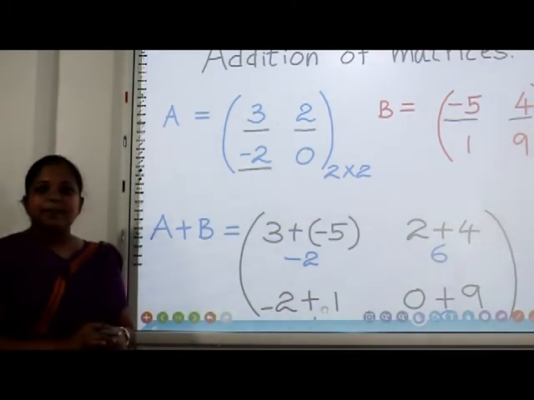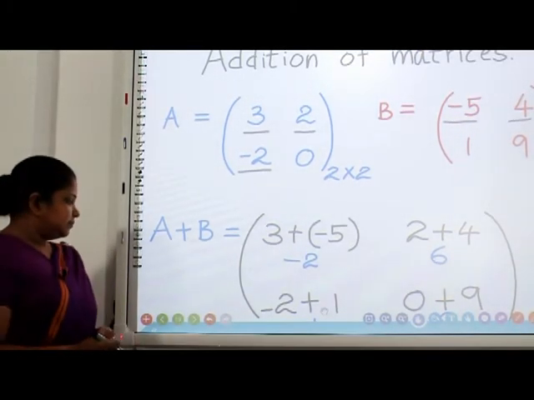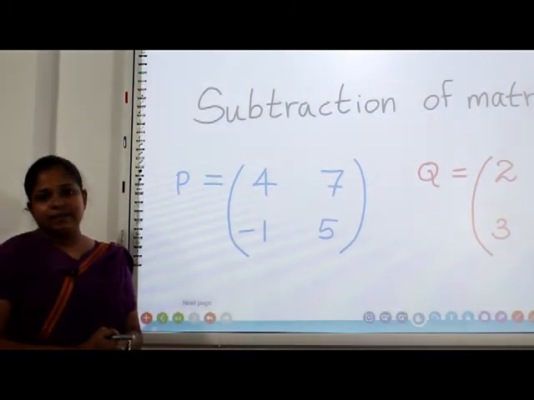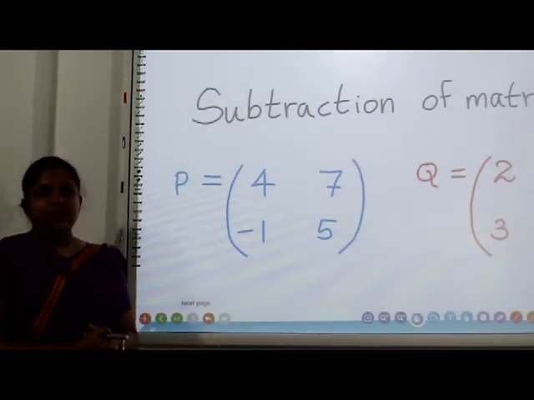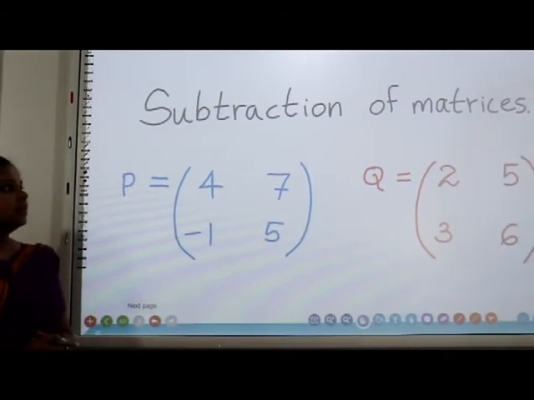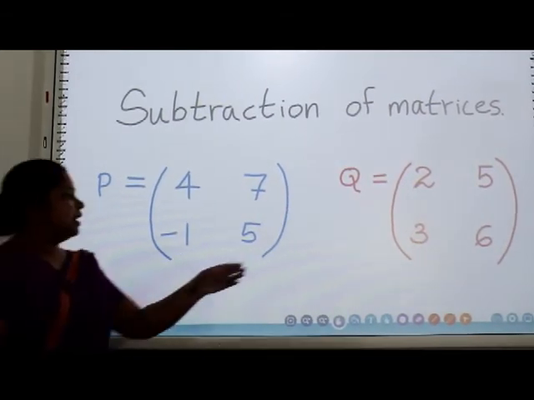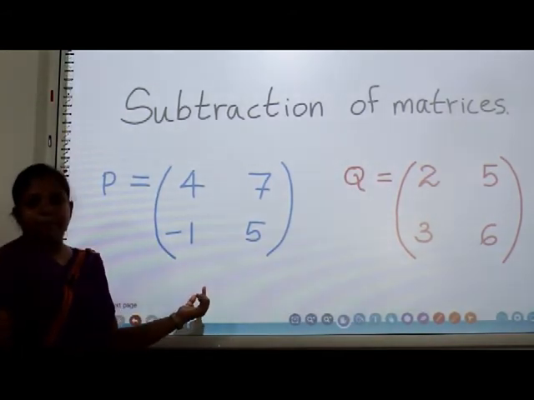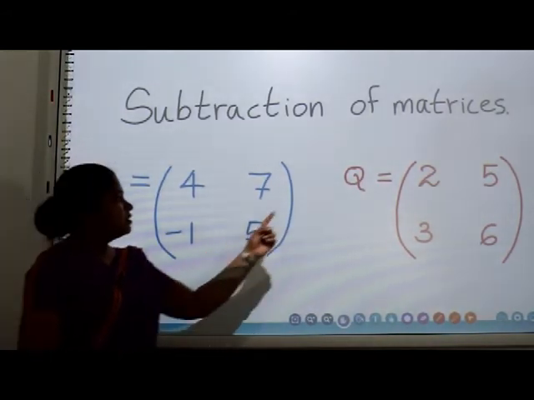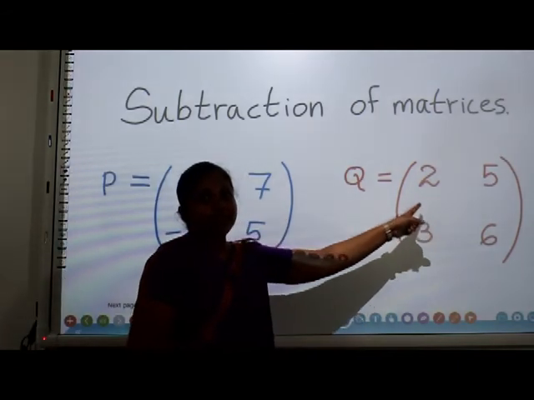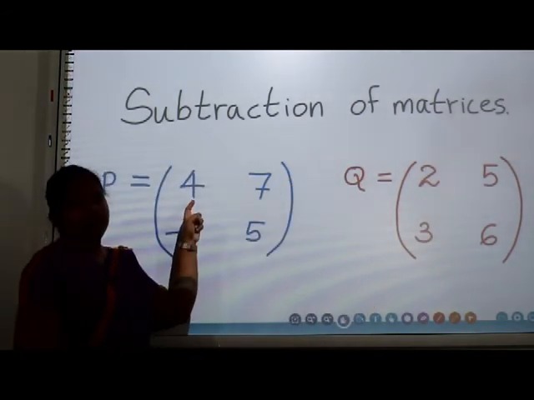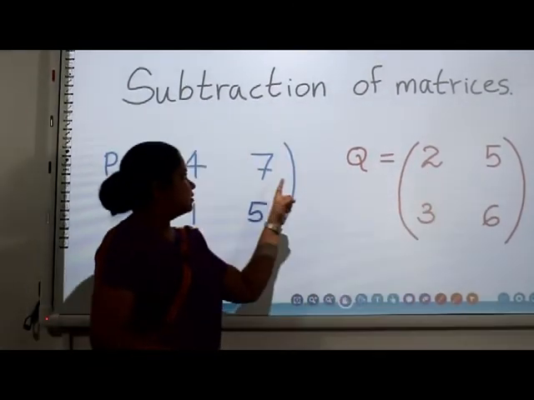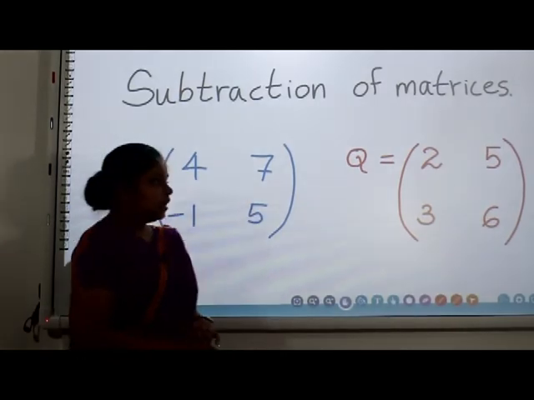Let's see how to subtract matrices. The subtraction of matrices. As in the addition, here you have to subtract the elements of the second matrix from the corresponding elements of the first matrix. That means you have to subtract this 2 from the corresponding element of this one. That means this 5 is subtracted from this 7. Let's see how to subtract.